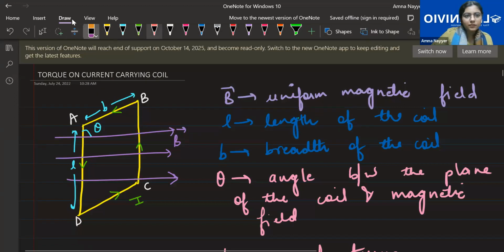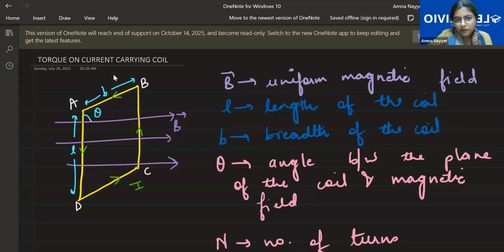Ma'am, how do we know that our hand should point to the screen or towards ourselves? Because current is coming towards you. So automatically your hand will come like this, no? Oh, yes, ma'am. Okay. So this is FAB.